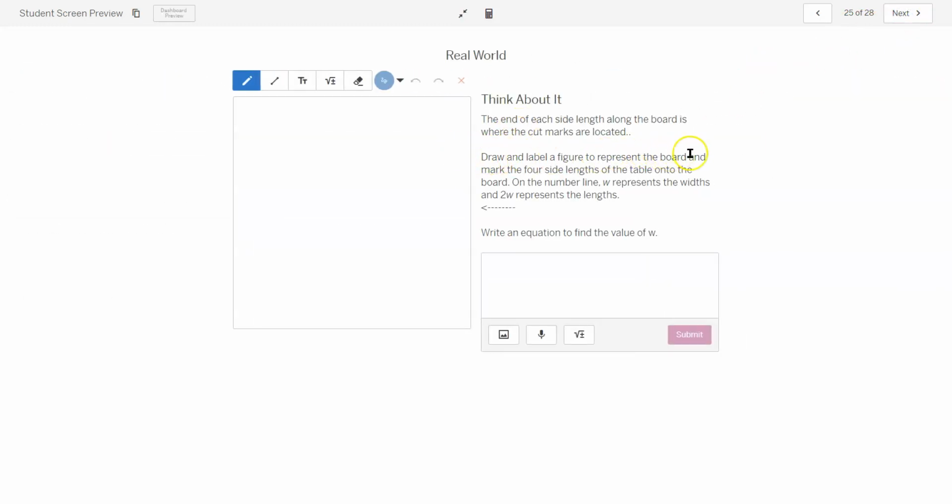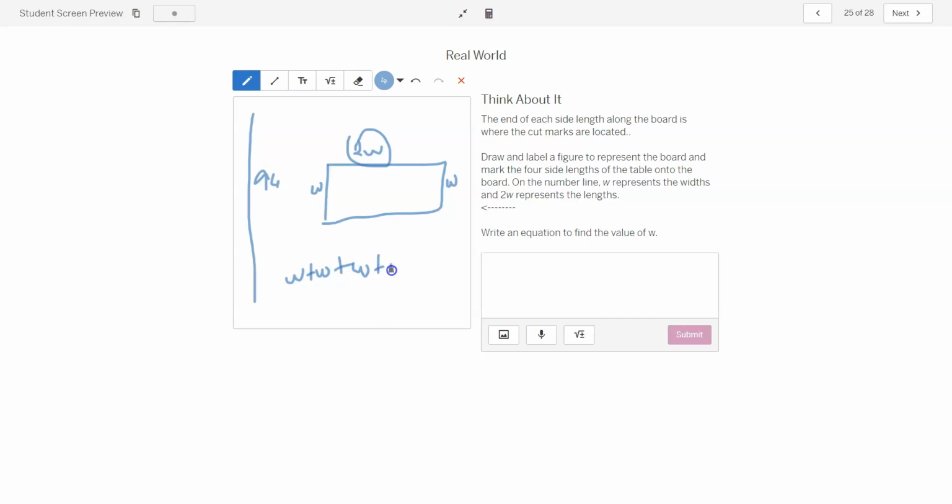Draw and label a figure that represents the board and the marks. Okay, here's my board. It's 96 inches long. Here's my table. It's twice as long as it is wide. Notice that I have 2 W's here, so I could say W plus W. And I have 2 more W's right here, so plus W plus W.